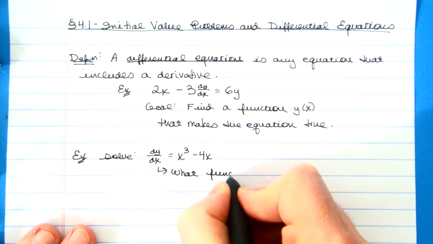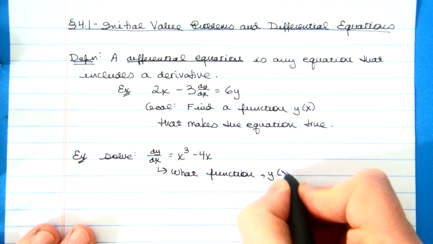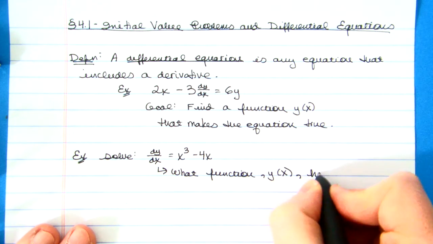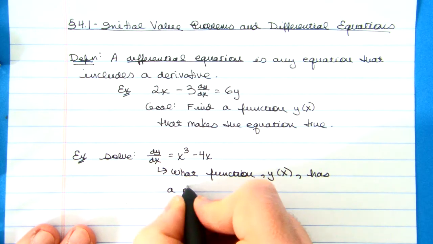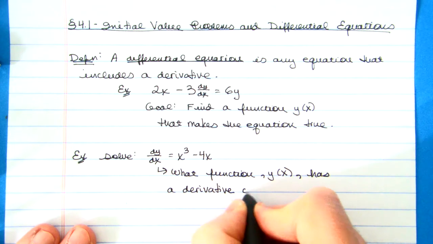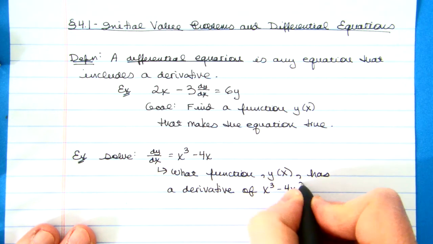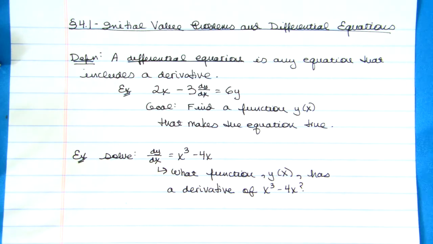What function y of x has a derivative of x cubed minus 4x? Any idea how we could figure this out? What function has a derivative of x cubed minus 4x?